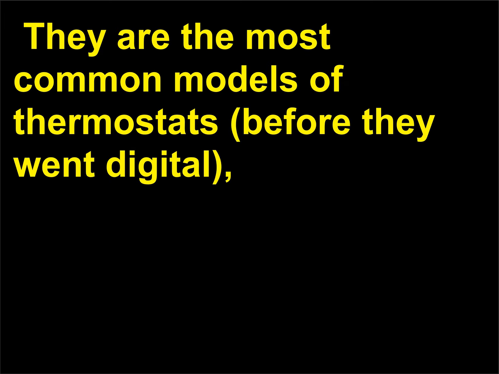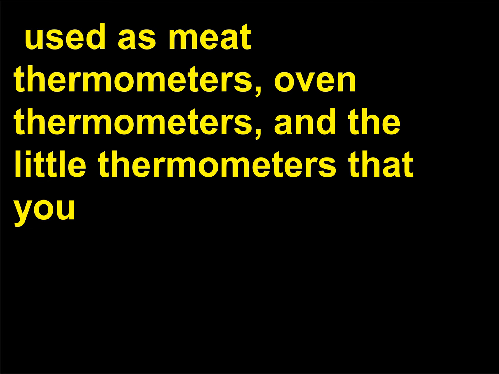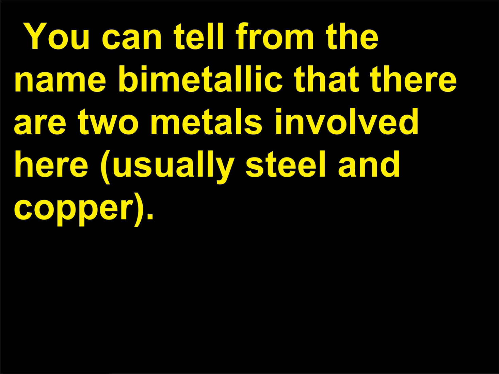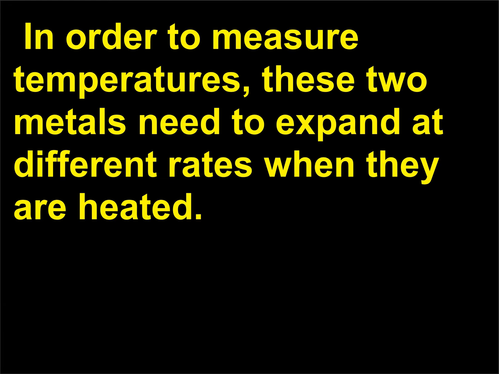Used as meat thermometers, oven thermometers, and the little thermometers that you see baristas using at coffee shops when they're steaming milk for your latte. You can tell from the name bimetallic that there are two metals involved here, usually steel and copper. In order to measure temperatures, these two metals need to expand at different rates when they are heated.